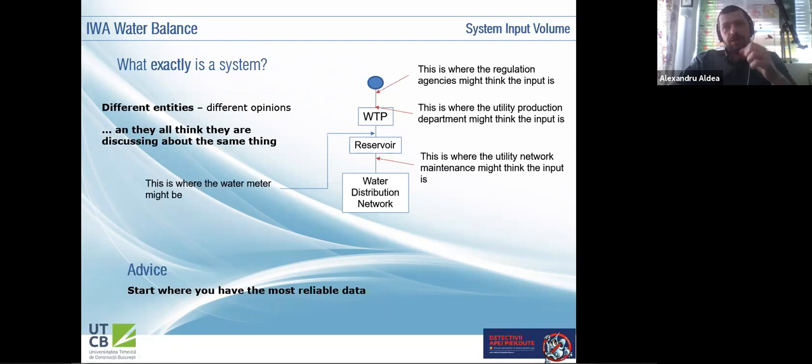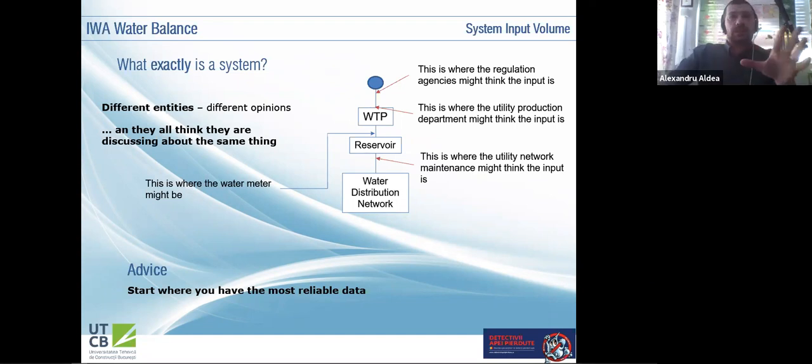The advice that I give everyone in this case is, when you start with the water balance, define your system where you have the most reliable data. Then you can work your way out upstream or downstream much more easily. But define the system, and this is a very crucial step, because if you don't define your system, if you don't have a schematic of your network, then the chances are that every other component in the water balance you will get wrong, and you will get data from different departments, and everybody thinks differently about what the system means.